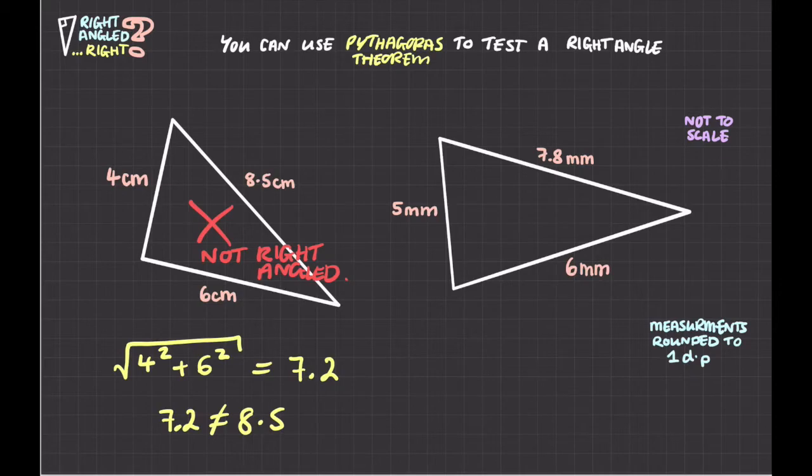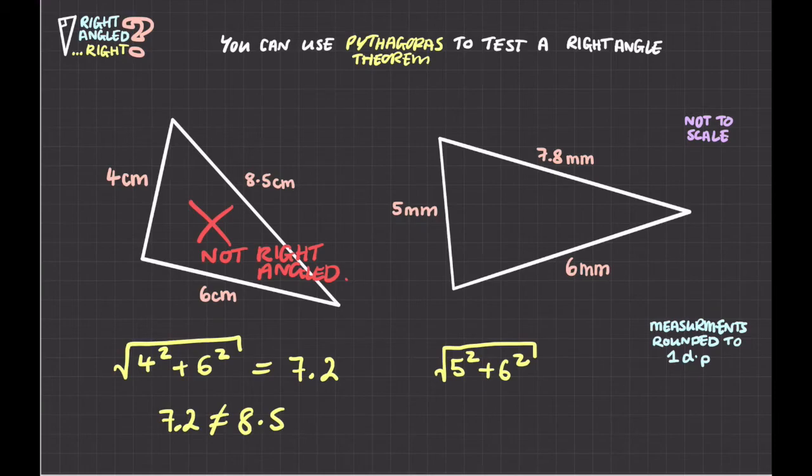So the next one, I think this looks like it's going to be the right angle there. So my two shorter sides will be 5 and 6. And so I'm going to write down what Pythagoras' theorem would be. So I'd do 5 squared plus 6 squared, my shorter sides squared and added together. I'm going to square root it to find out what the longer side would be and see what that gives me.